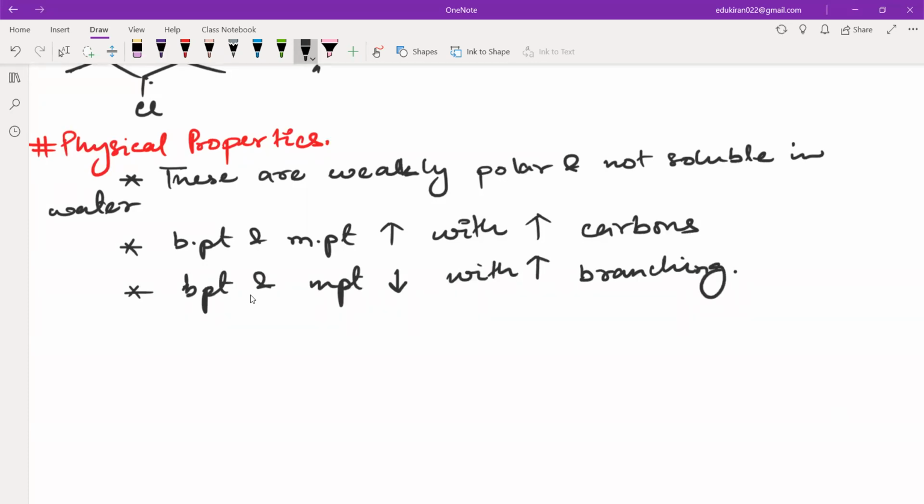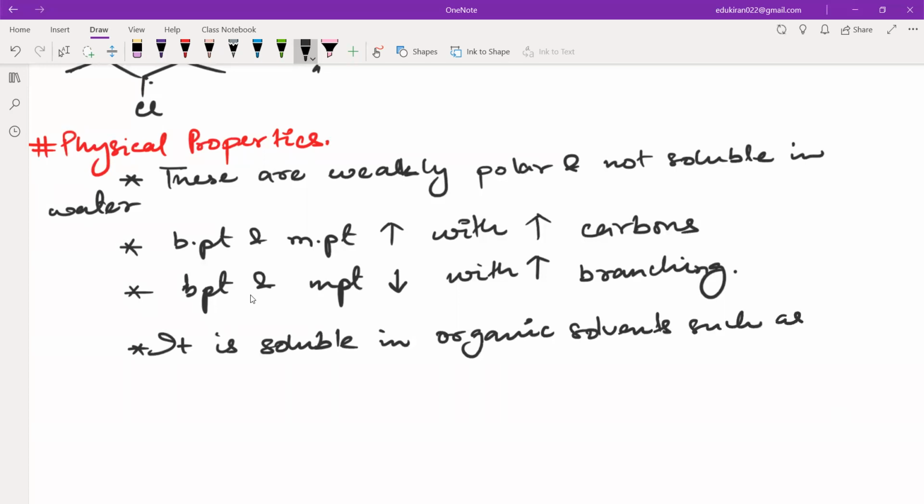Now, if it is not soluble in polar solvents such as water, it is soluble in organic solvents such as ether, hexane, octane. So these are all different organic solvents. Okay.